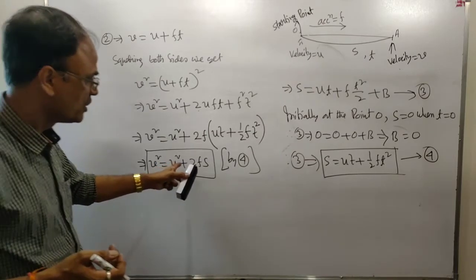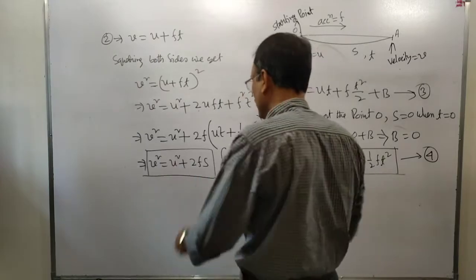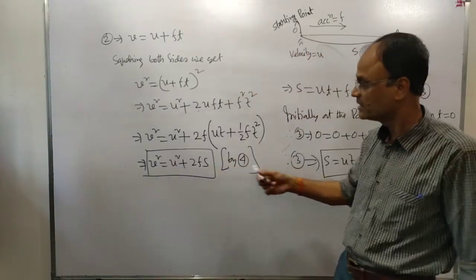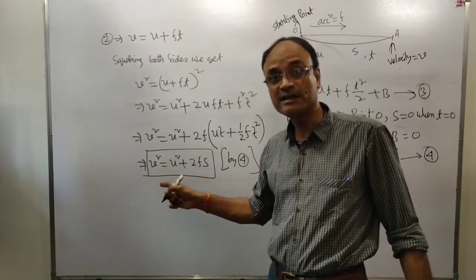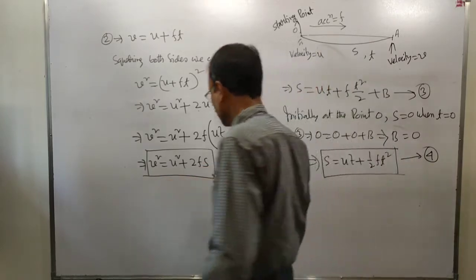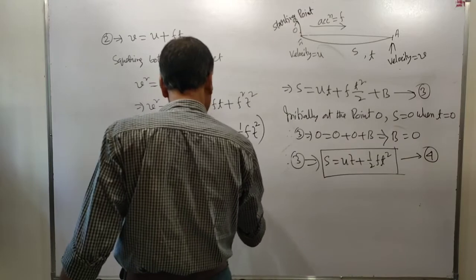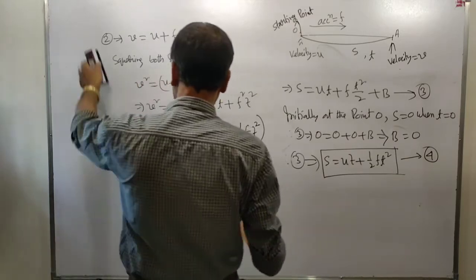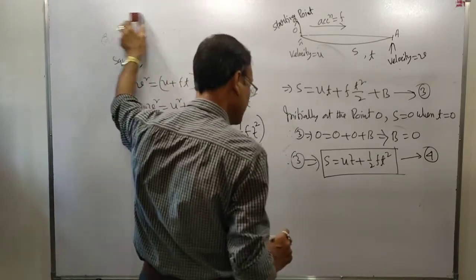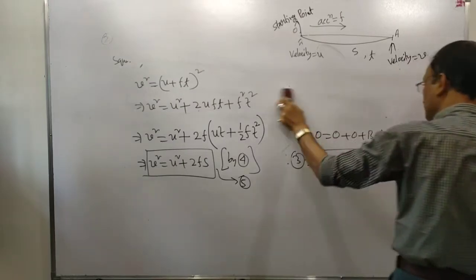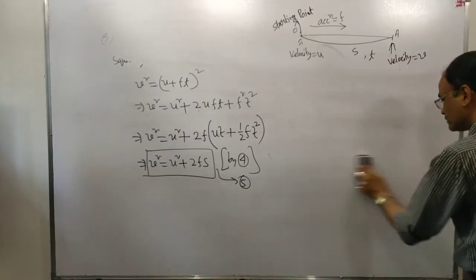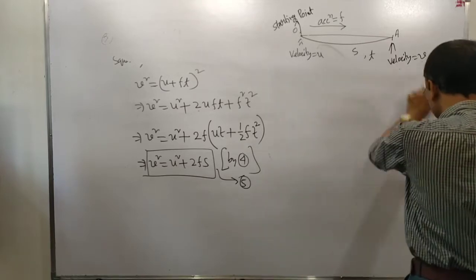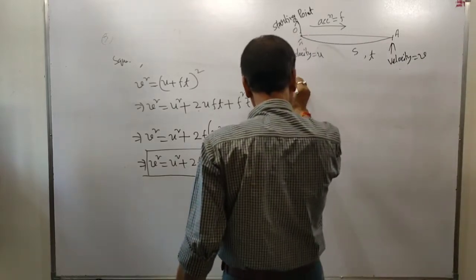Now, this formula number 5 can be obtained in another way also. Alternative method to obtain formula number 5.